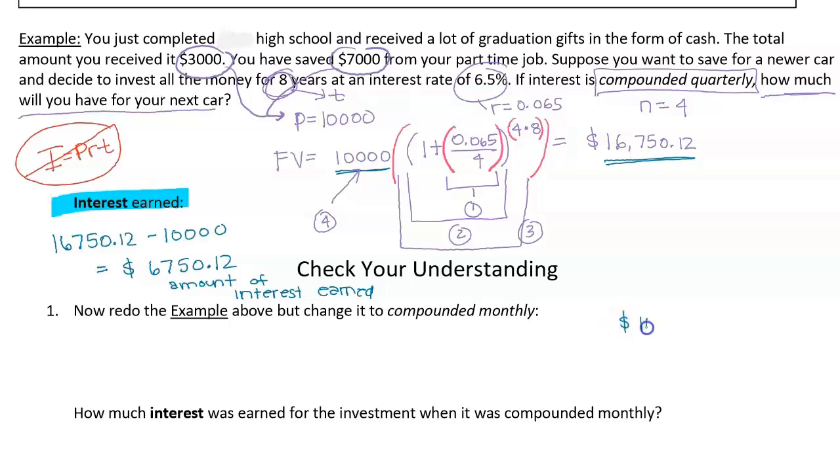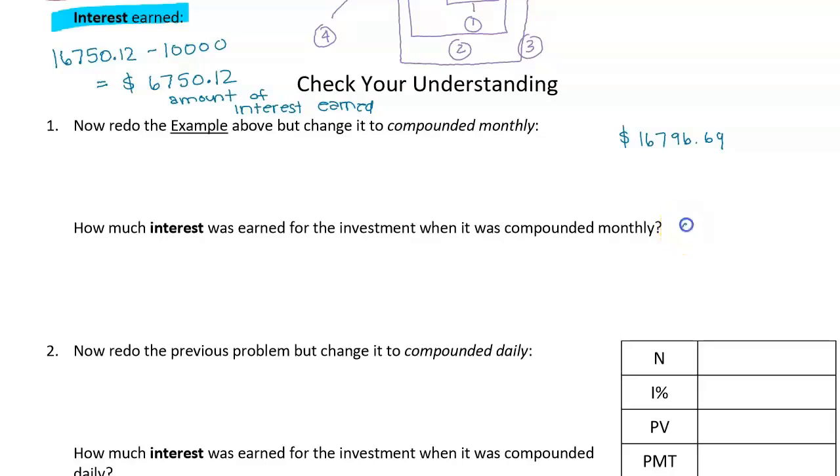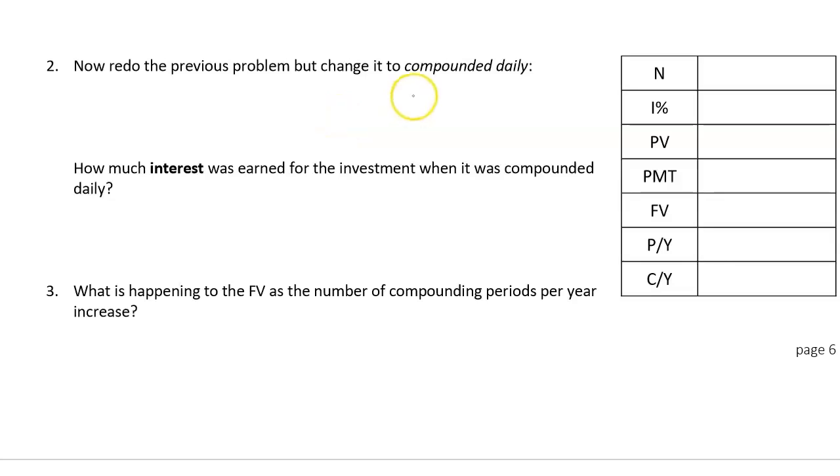The answer to problem 1 is $16,796.69. The amount of interest is going to be $6,796.69. Problem 2, the answer is $16,819.50. The interest is going to be $6,819.50. There is going to be another video that shows you how to use this table and an app on the calculator to speed up your calculations.